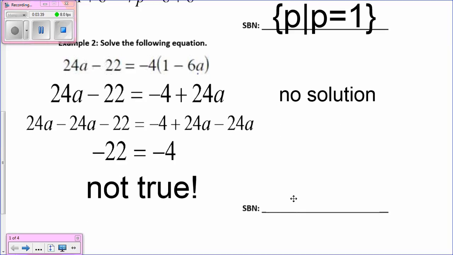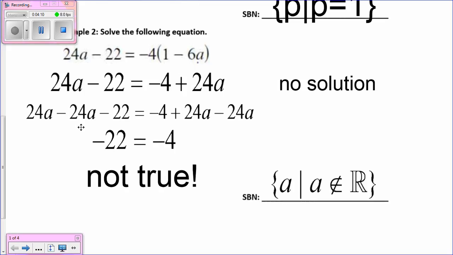We write that in set builder notation by just saying the variable such that the variable is not an element of, that's what the symbol means. The E stands for an element, and the line through it means it's not an element. And this double R stands for the real number system. Those are the numbers that we're dealing with in algebra. So nothing in the real number system will work, so we say that it's not an element of the real number system. That's how we write it in set builder notation.